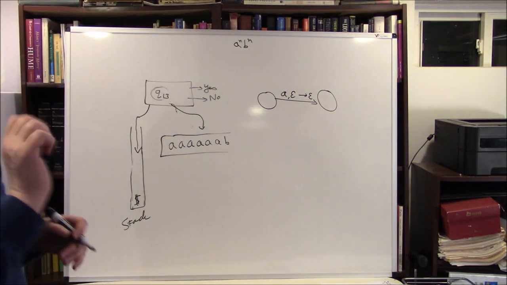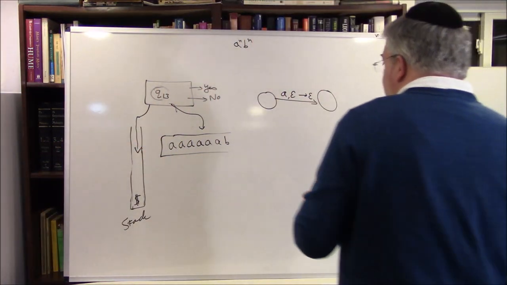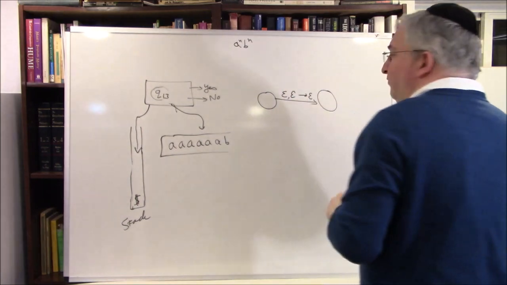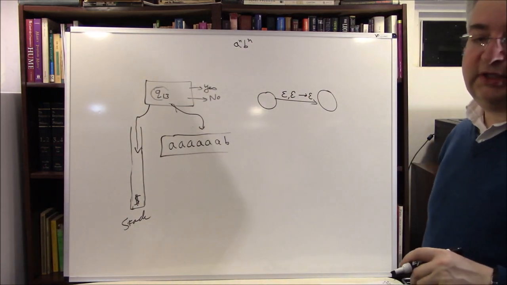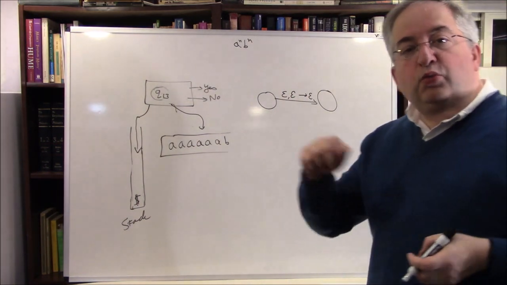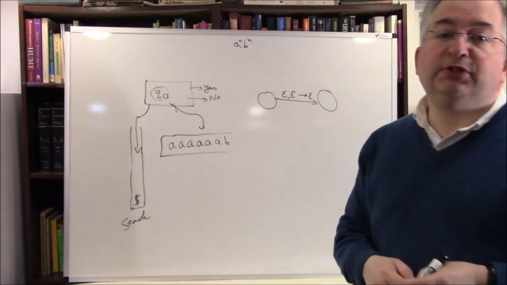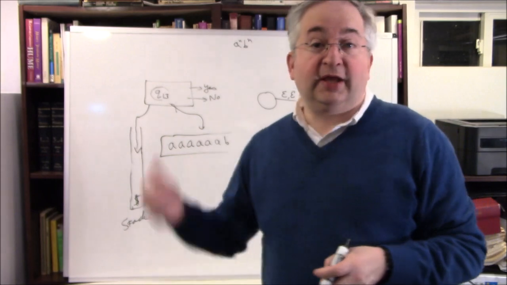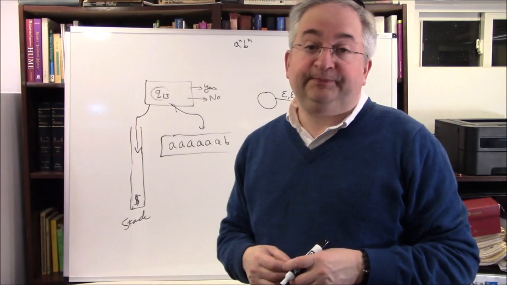You could push things onto the stack without reading any letters. So even this can be an epsilon. Obviously you won't want all three of them to be an epsilon, but this is it. So again, sometimes you don't want to read anything from the input. Sometimes you don't want to pop anything off the stack. Sometimes you don't want to push anything onto the stack. And this shows you how to do that.